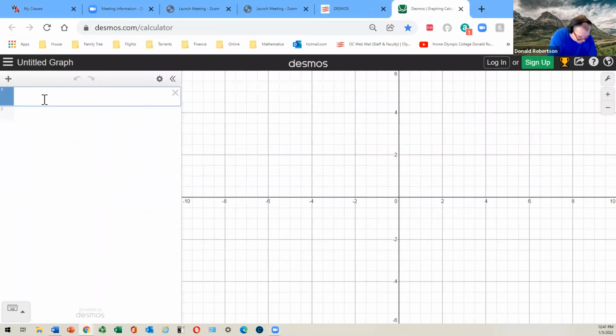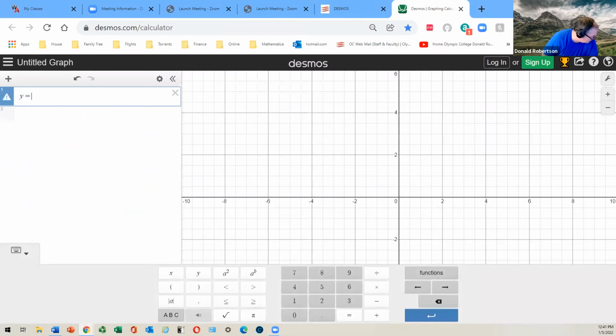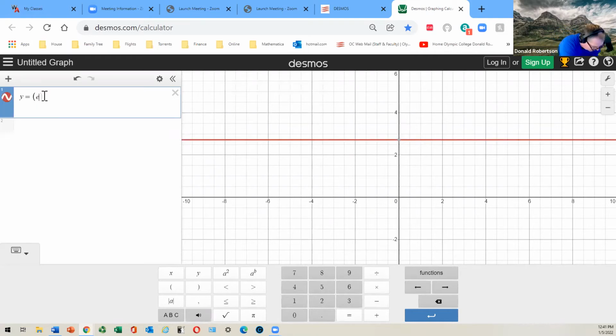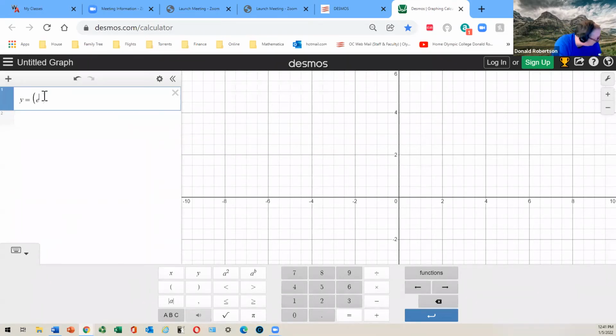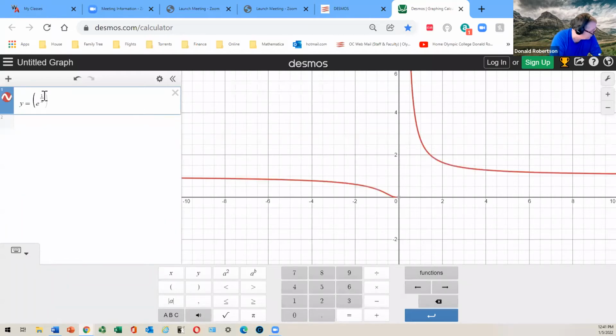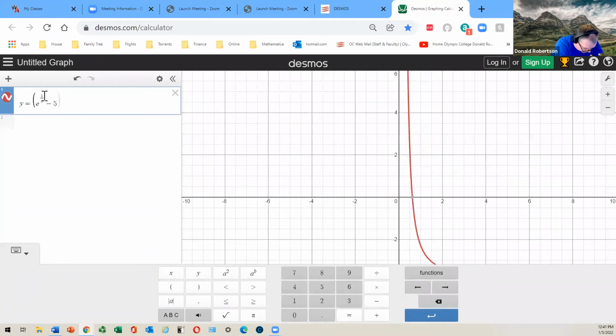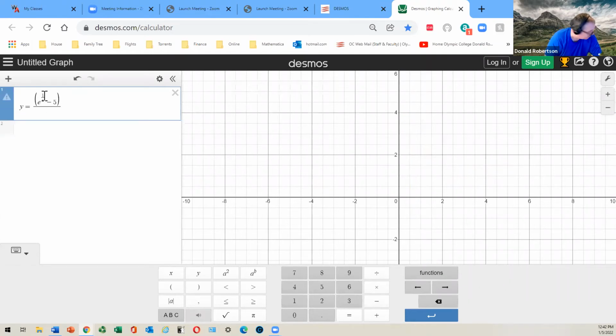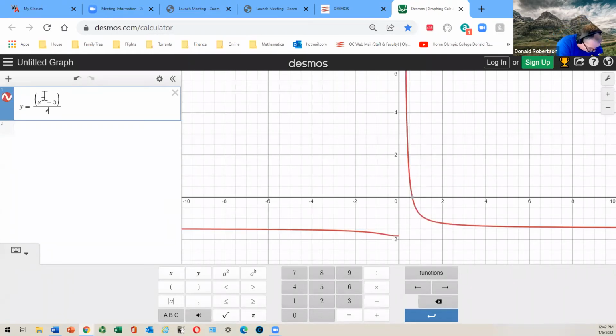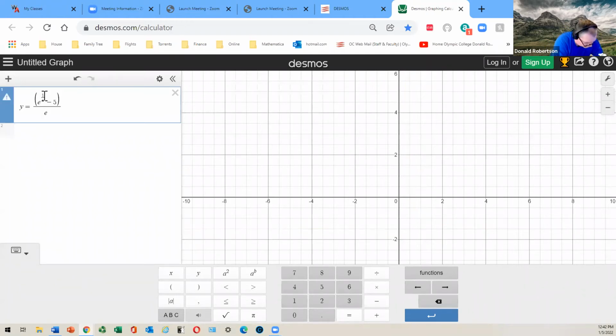Yay. Okay, so I should be able to just type in y equals, bring this thing up, and I should be able to do it with a bracket. Right, so a bracket, I believe I can do e to the power of, what do we want? 1 over x. Interesting. Subtract 5. Right, that's the top guy, put a little division symbol, and then e to the power of 1 over x again.